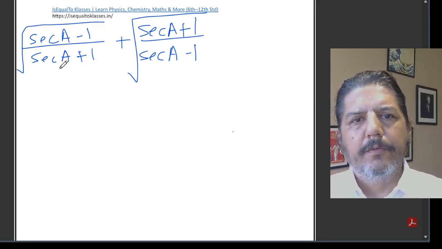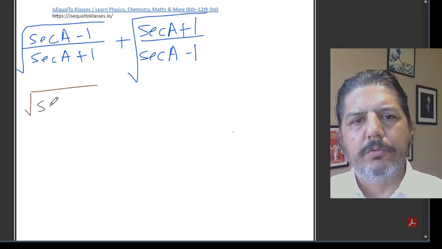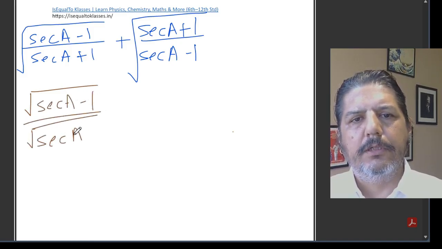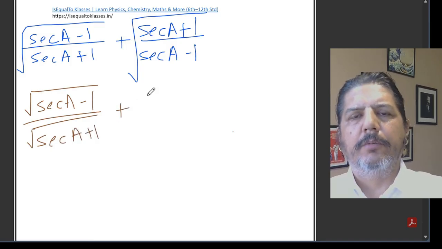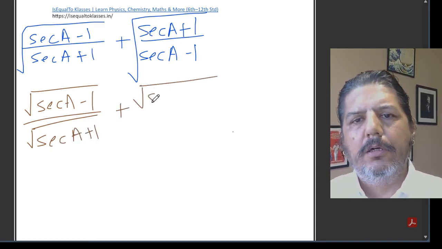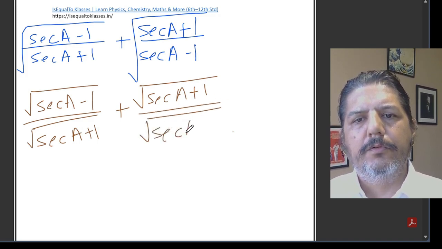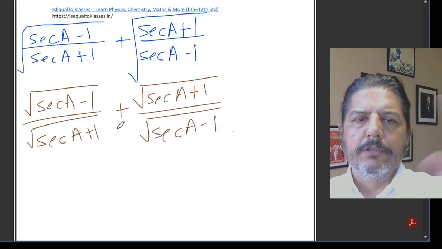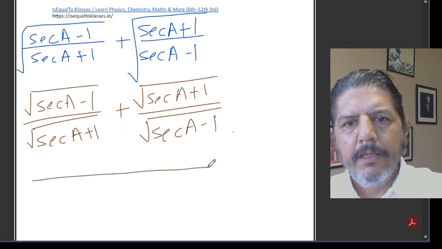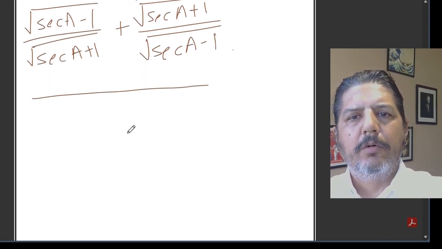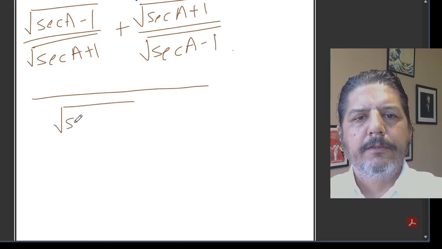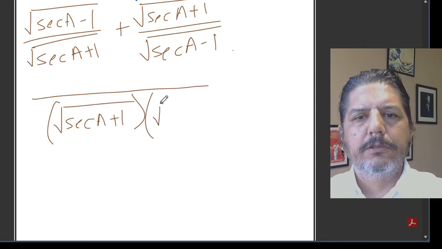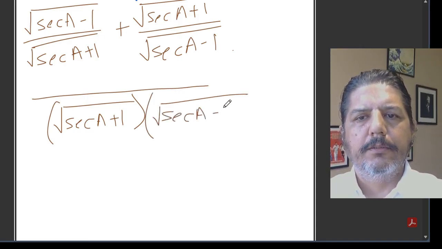Okay, let's start. So first I'll break this into 2. Secant A minus 1 upon secant A plus 1. So breaking the square root. Secant A plus 1 upon secant A minus 1. So I've broken the square roots. Now I'll take the LCM. How I'll take the LCM is, it will be secant A plus 1 multiplied by secant A minus 1.